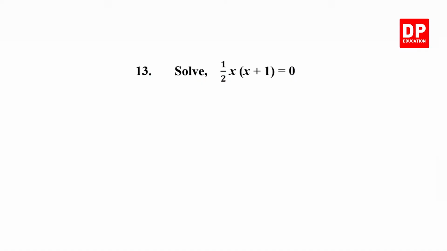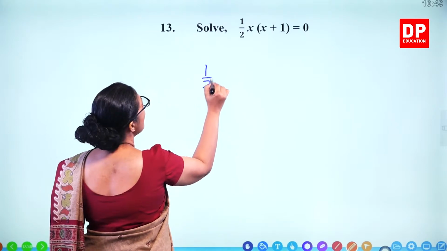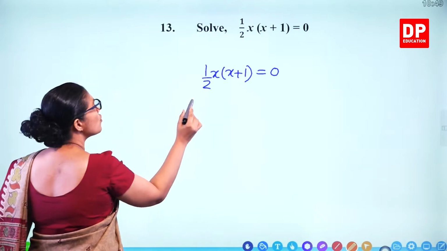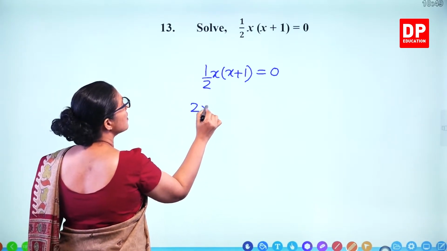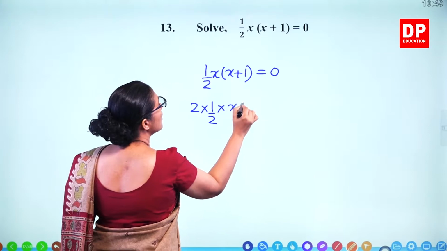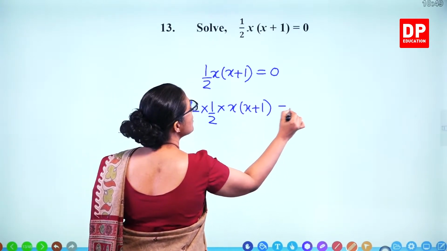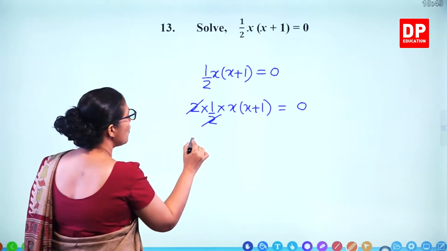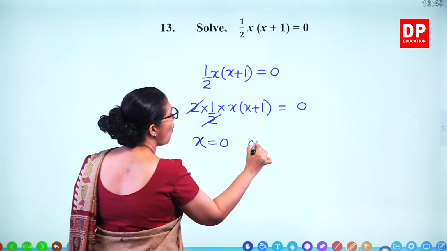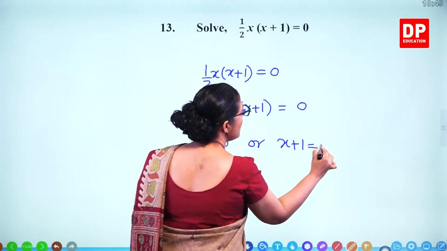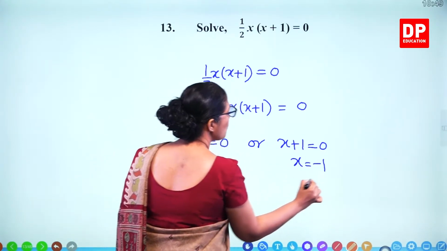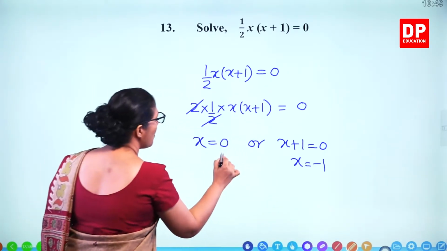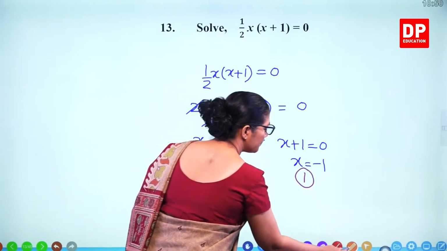Question number 13, solve. Half x into x plus 1 equals 0. Multiply both sides by 2. 2 times 0 is 0. 2 get cancelled out. Now the product is equal to 0. That means x becomes 0, or x plus 1 equals 0. So x becomes minus 1. So 0 and minus 1. So 1 mark here and 1 mark for this.